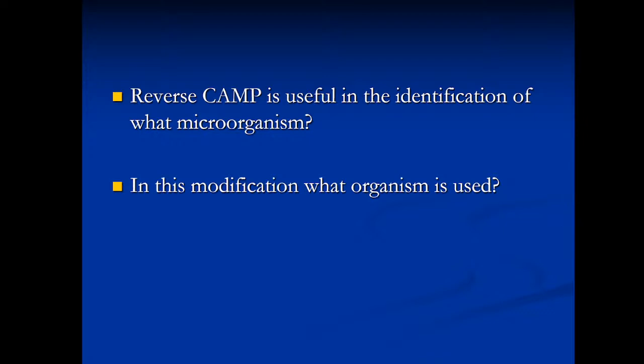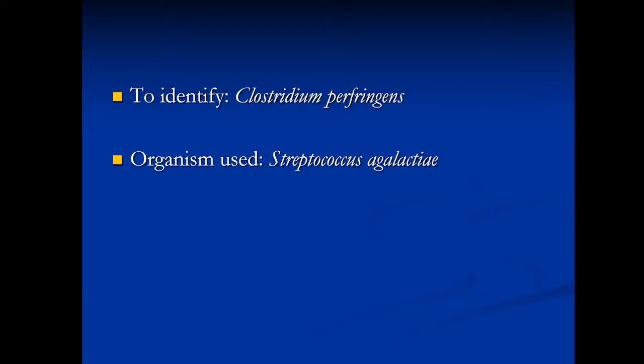Reverse CAMP. The organism that we want to identify is Clostridium perfringens. In this modification, what test organism do we use? Streptococcus agalactiae. And what is the positive result again? The positive result is arrowhead colonies or arrowhead hemolysis.